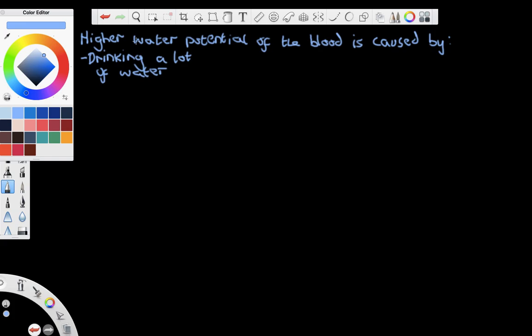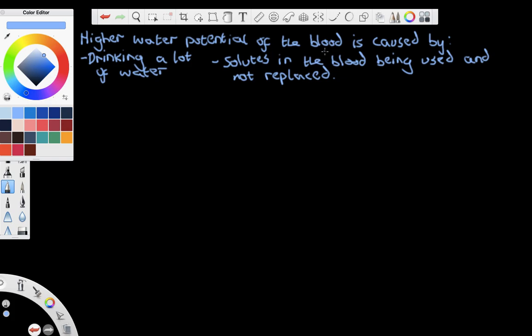It's also caused by solutes, such as salt, being used and not replaced. So lower solutes in the blood. So solutes in the blood being used and not replaced. So if you use lots of salts in the blood and they aren't replaced, you're going to have a higher water potential in the blood.